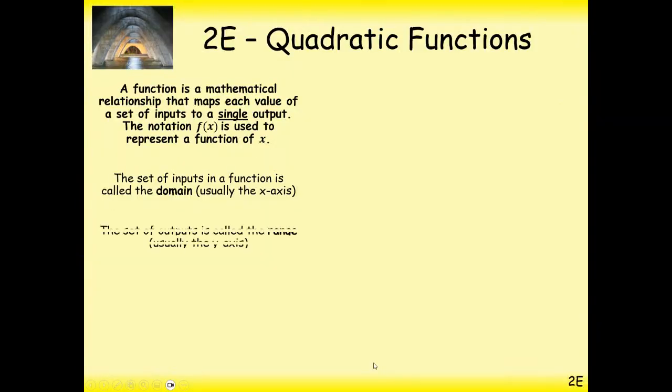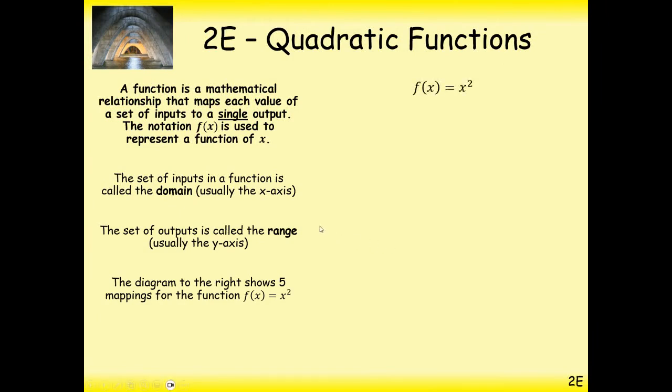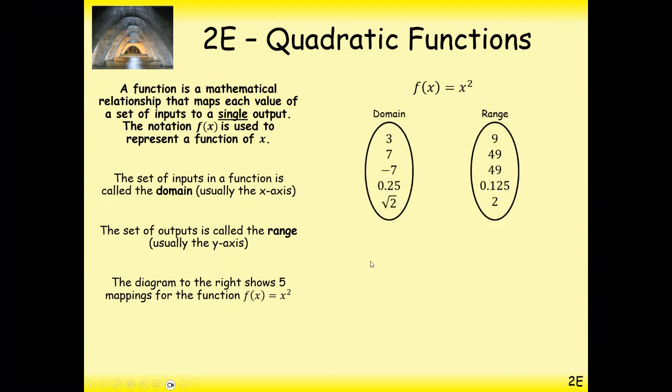Alright, so let's first of all look at what the domain and the range are. The domain is all the x values that are fed into a function, and the range is all the output or y values that come out of the function. So this mapping is x squared: 3 is mapped to 9, 7 is mapped to 49, minus 7 is mapped to 49 as well, and so on and so forth.